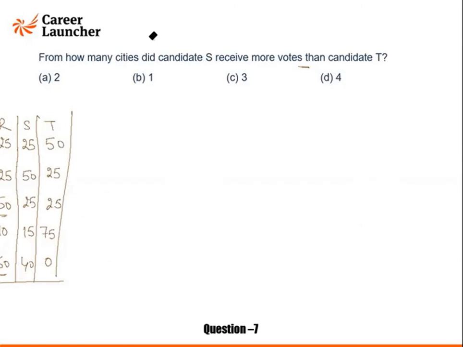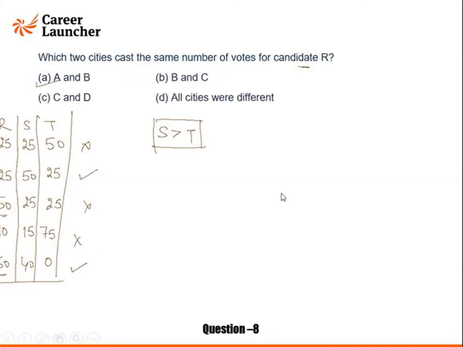The question says, for how many cities did candidate S receive more votes than T? So the value of S should be more than T, and that we need to check in percentage, because for all the values, this value will be the same. So S has to be greater than T. So this is not there, this is there, this is not there. They are equal over here. This is not there, this is there. So there are two instances when this has happened. So the option we will mark is the first option. Right? Anyone has doubt? I'm sure this is a basic question, so you will not have the doubts.